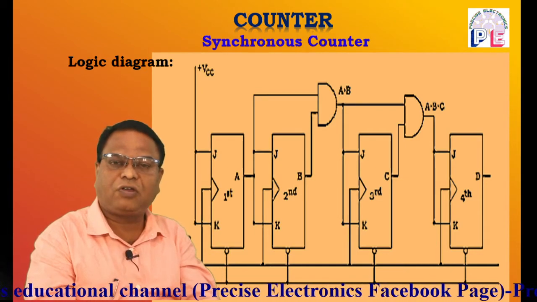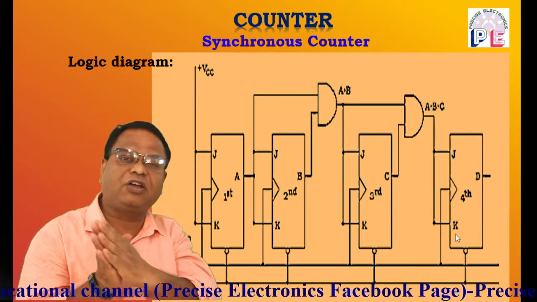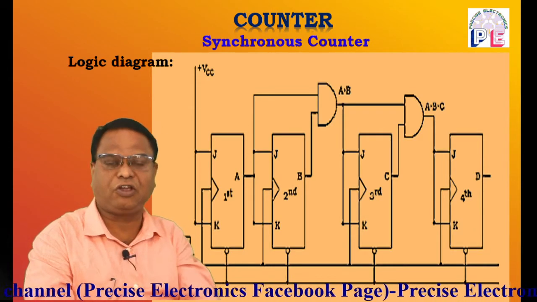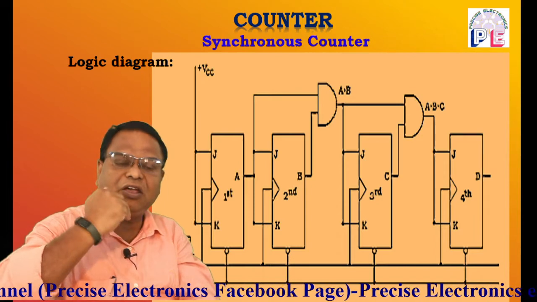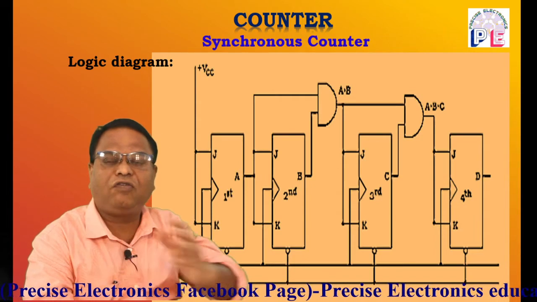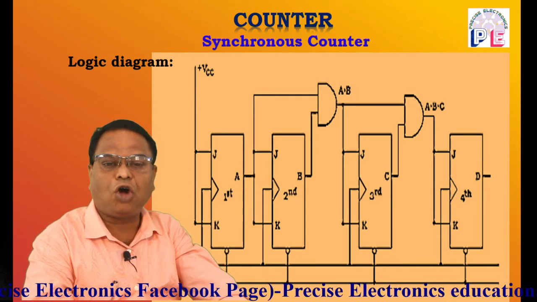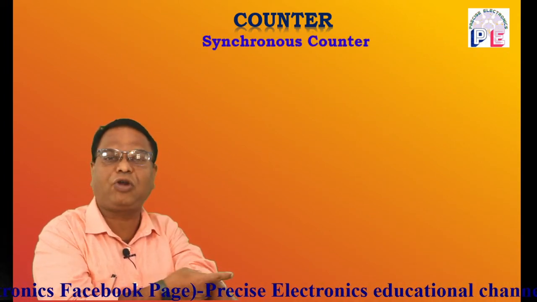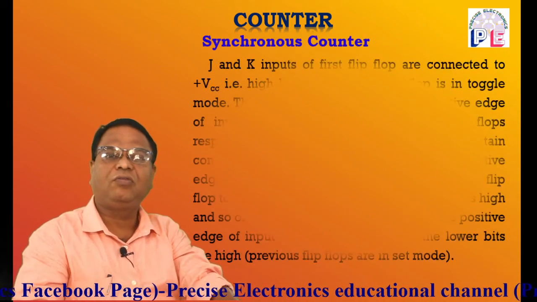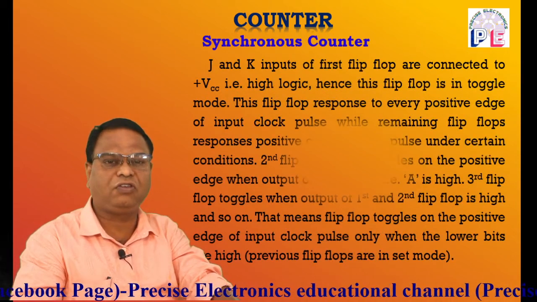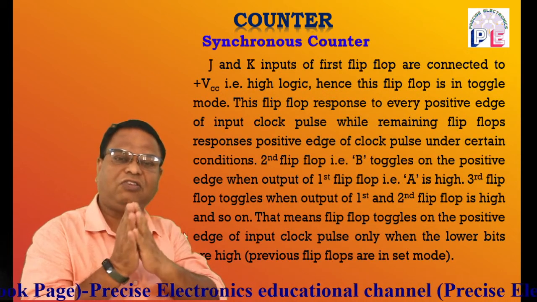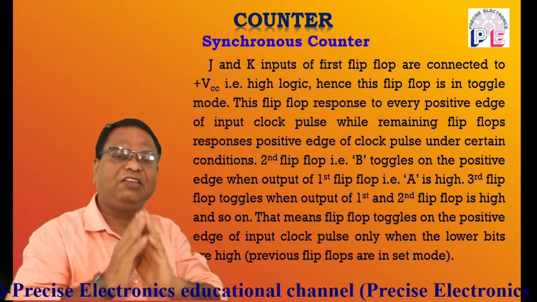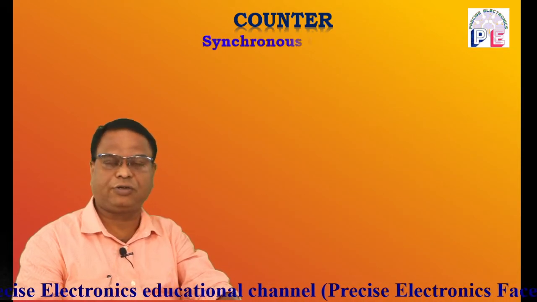All flip-flops are made clear by using a clear pulse. Once again, the active low clear pulse is required. So when we are applying a low clear pulse, all flip-flops get reset. So the output of counter at the initial stage before applying any clock pulse is 0, 0, 0, 0. So that is the initial stage of our counter.